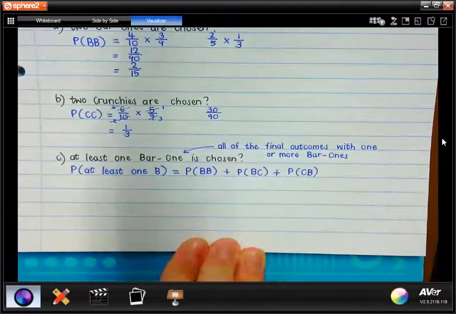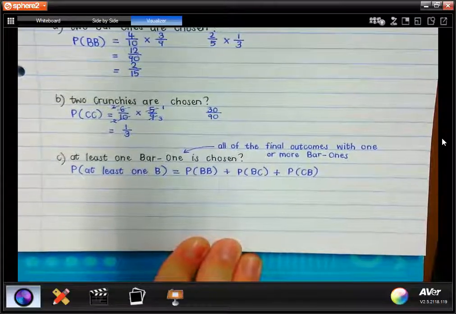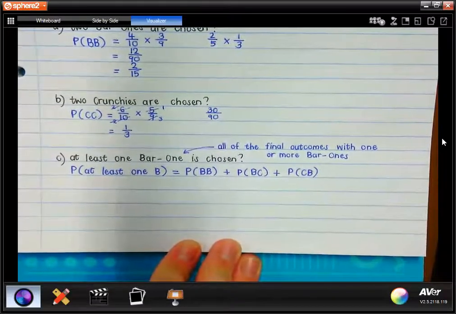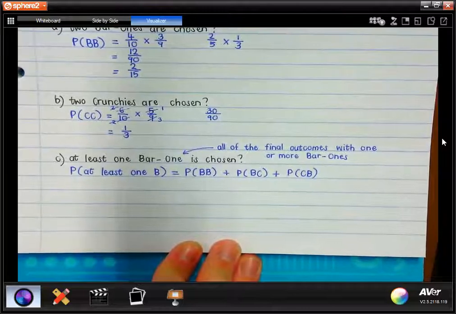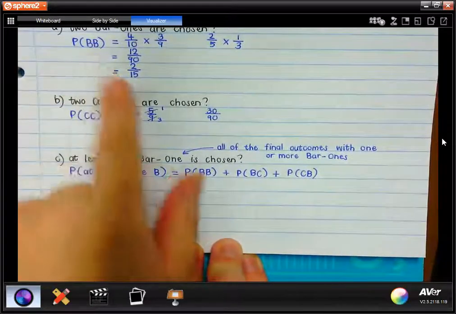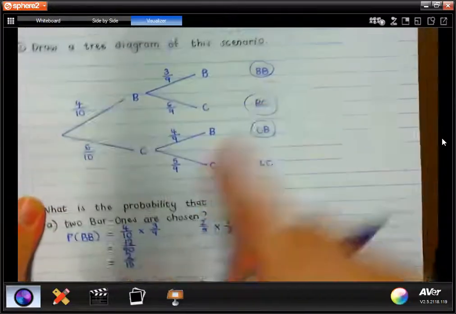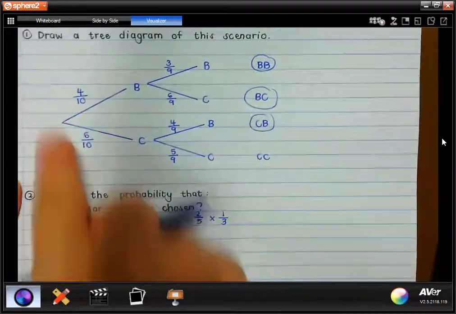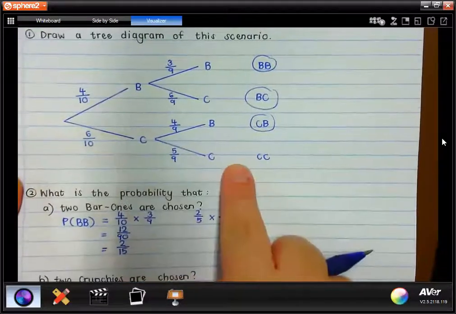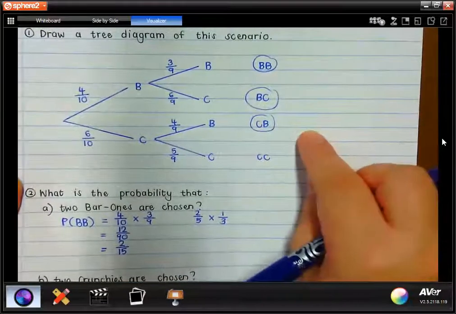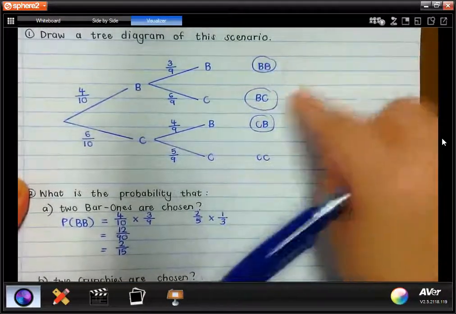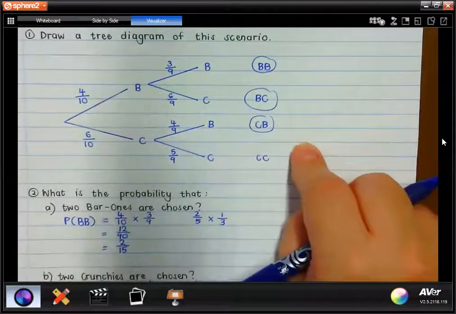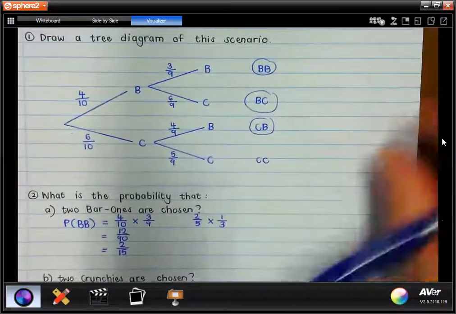So guys, if it's more than one final outcome on your tree diagram, you're going to have to add them together always. Okay, if it's just one, like we had here with BB or CC, for BB, there's only one BB. All right, so we just times those numbers. For CC, there's only one CC, so we just times those numbers. But if it's three of them, we have to do each one separately and add all of them together. Okay, and that's what you're always going to have to do.